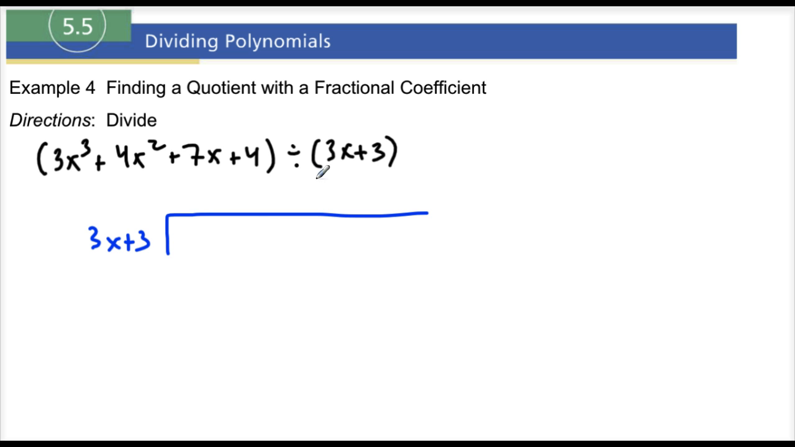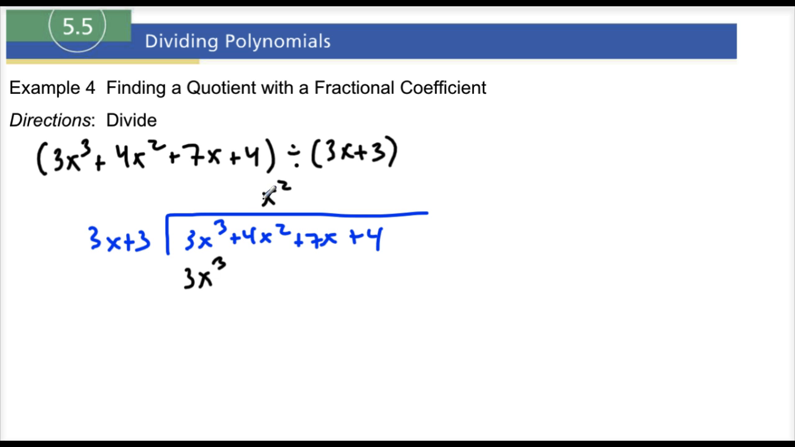Okay, so that's our divisor, and then we have our dividend, 3x cubed plus 4x squared plus 7x plus 4. All right, so the way that this works here is you say 3x times what are we going to write up here to give us our first term, 3x cubed. So 3x times what is 3x cubed? Well, 3x times x squared gives us 3x cubed. Okay, and that's why you put that right here.